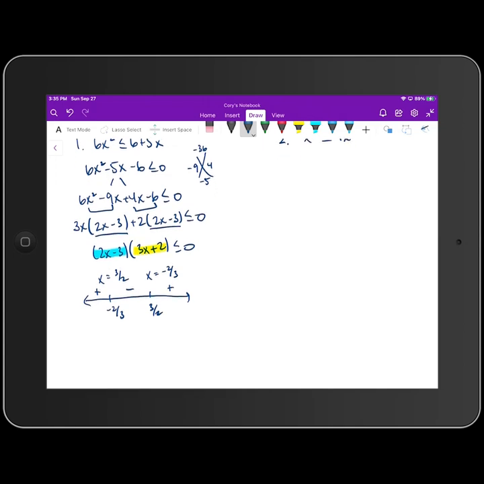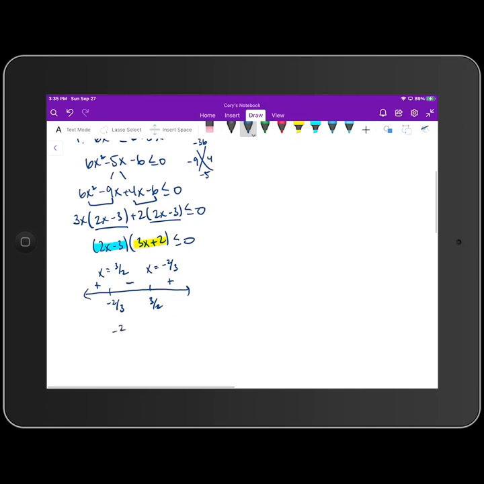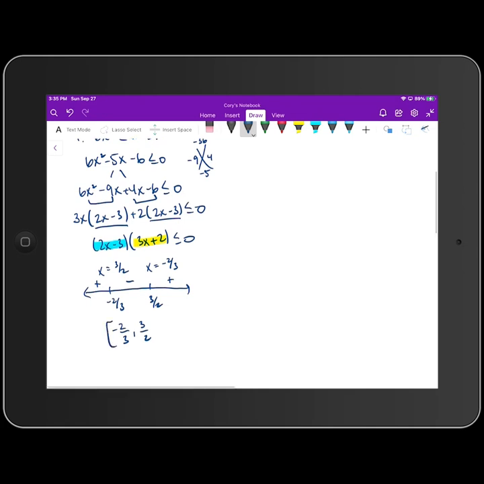So we're just trying to find where this product is less than or equal to 0. So it's less than or equal to 0 on the interval from -2/3 to 3/2. And because our sign is less than or equal to, we're going to use brackets at the 2 endpoints. So if it's less than or equal to or greater than or equal to, you use brackets for your endpoints. If your sign is less than or greater than, you're going to use parentheses.